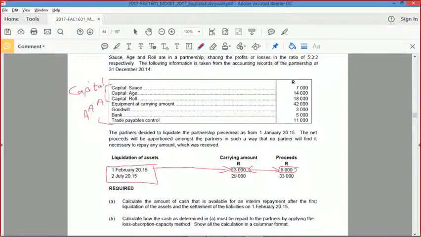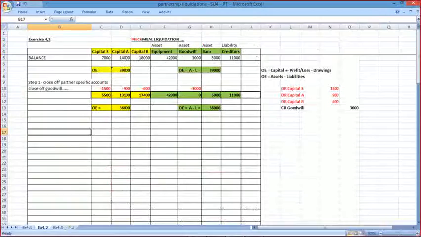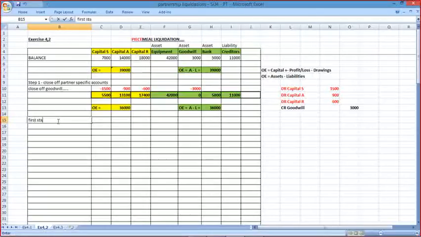I'm not sure. Carrying amount was 13 and your proceeds are 9. So in actual fact, the carrying amount is what it was worth, but you only sold it for 9. Yes. Is that what it is? That's correct. Okay. So then you made a loss. Correct. Good. Okay, so first liquidation.